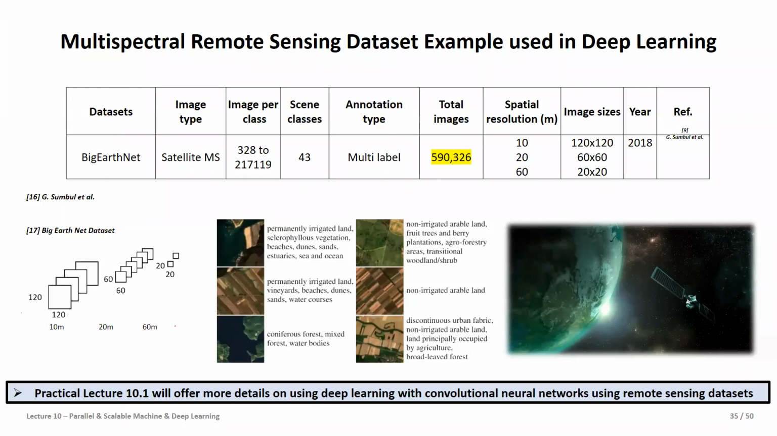So here's one from the area we work in with remote sensing, where we have quite big data sets. So there we want to have more sophisticated models. We have more data available. And this is something where then practical lecture 10.1 will start, using deep learning really with convolutional neural networks.